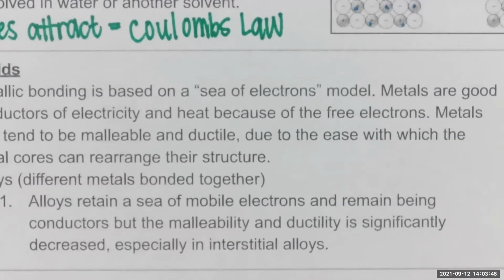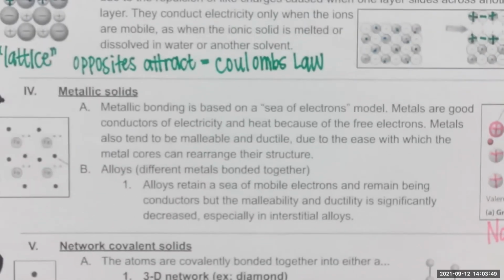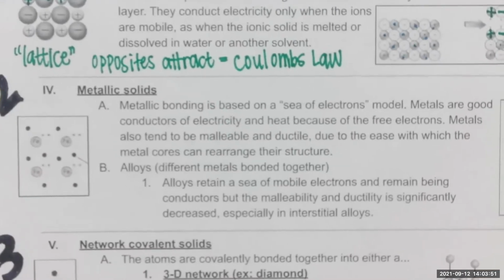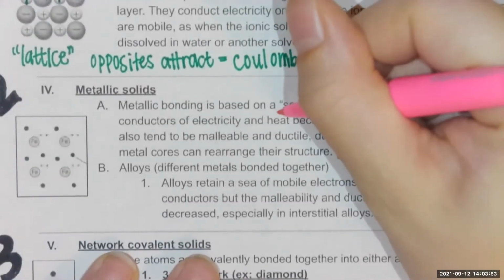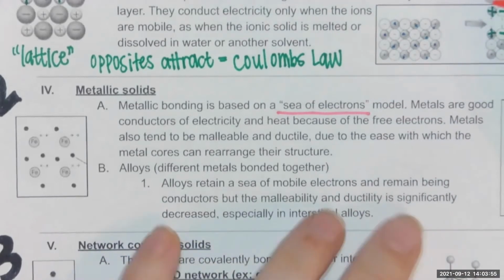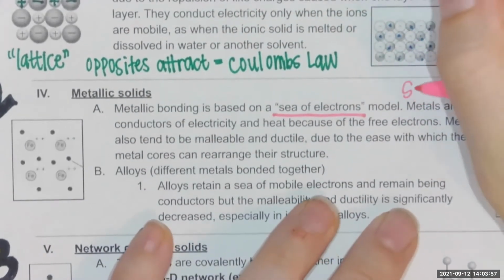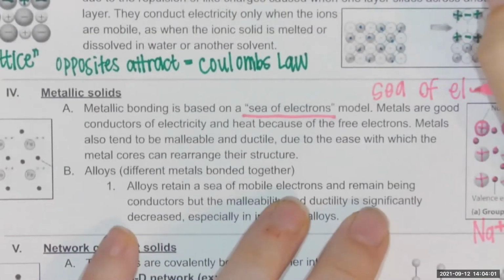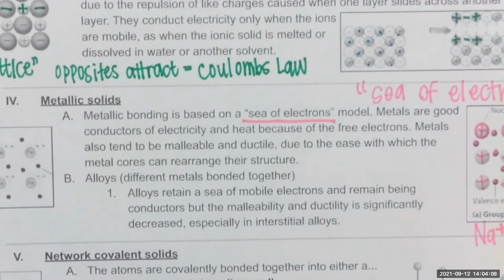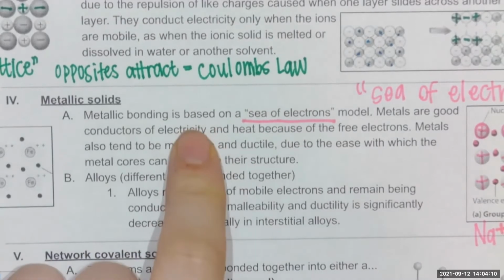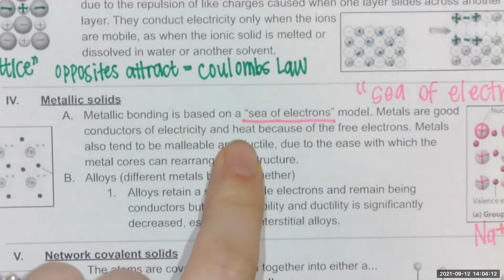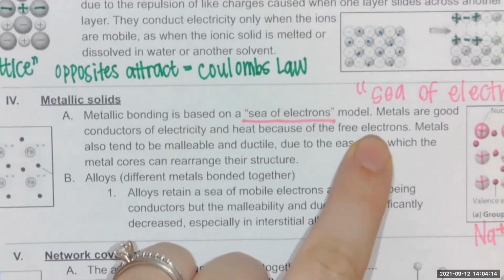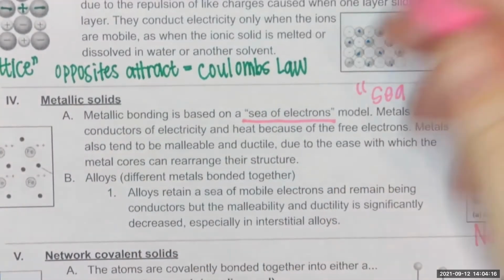All right, so metallic bonding is based on a sea of electrons model. I'm going to write that really big, even though it's already written, just so that it's easier to find later on if you ever want it. Metals are good conductors of electricity because of the free electrons.